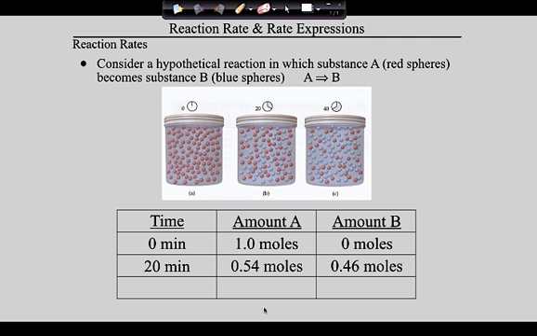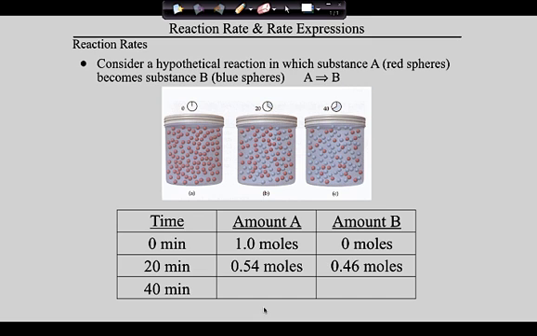What is the take-home message from this? What happens to A over time? It turns into B. So in 20 minutes, we had 46 hundredths of a mole of A turn into B. So we have 0.54 moles of A left and 0.46 moles of it turned into B. You get the idea? Here's the important point then.